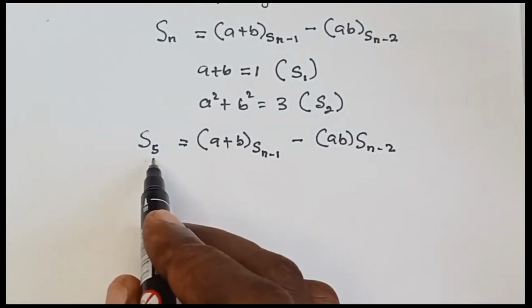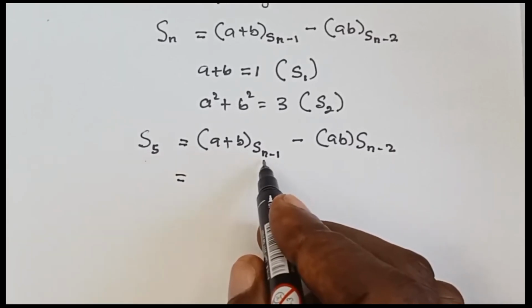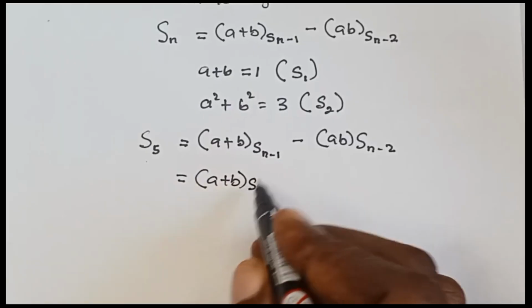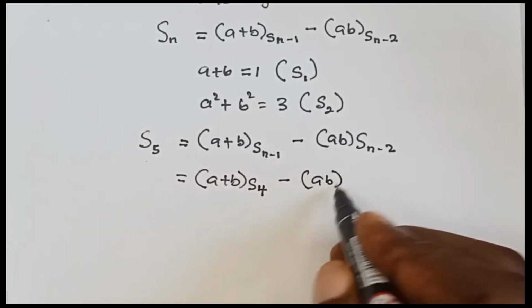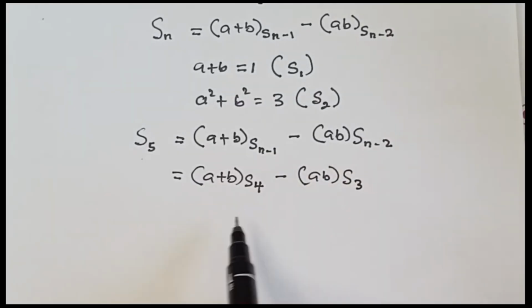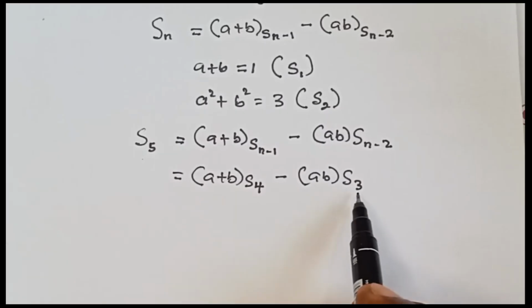Then for the sum of the fifth power, anywhere we see n, we're going to write 5. So we have a plus b to the power 5 minus 1, this will give us 4. Then we have ab to the power 5 minus 2, which will give us 3. Okay, so it means we need the sum of the fourth power of the roots a and b, and we also need the sum of the third power of the roots a and b.